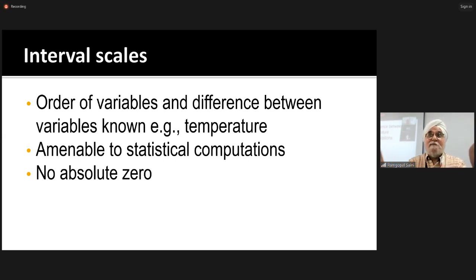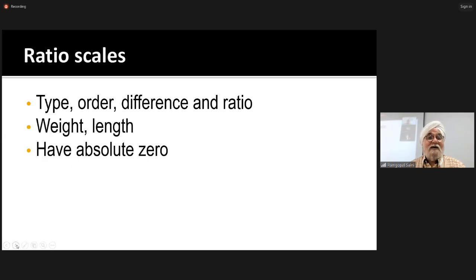in interval scales the differences are equal, like between 0 and 10 and 10 and 20 the difference will be the same. And here you can apply statistics. Please remember, here there is no absolute zero. When you say 0 degree temperature, it doesn't mean absence of temperature. 0 degree is also a temperature, so there is no zero in interval scales. On the other hand, in ratio scales, for example weight or length, they have an absolute zero. When you say weight is zero, that means no weight. But temperature is zero doesn't mean no temperature. So just keep these points in mind.